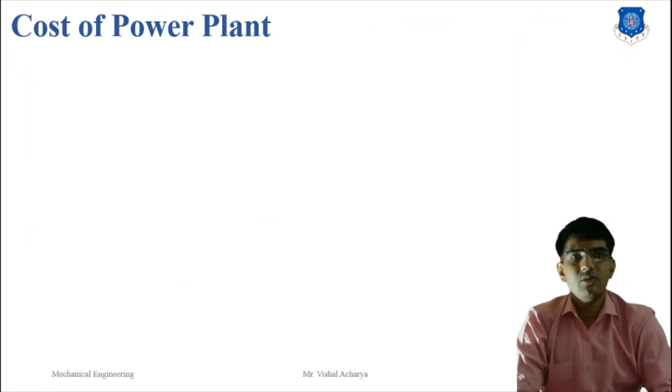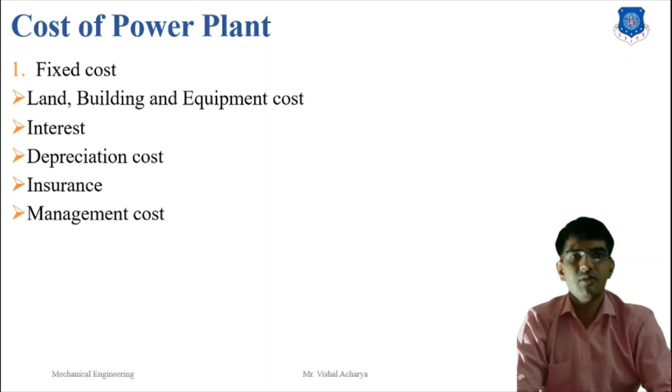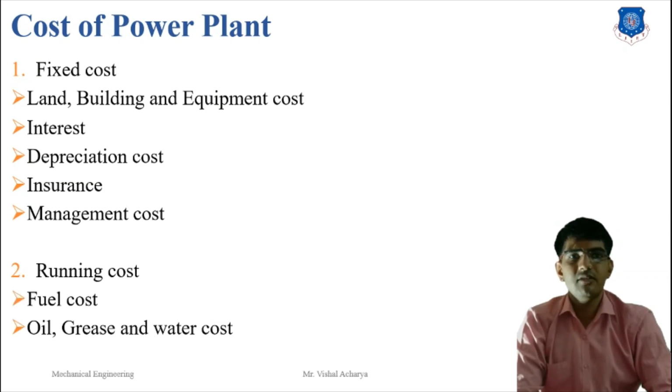The second topic is the cost of a power plant. The fixed costs of a power plant include land, building and equipment cost, second is the interest, third is the depreciation cost, and fourth is the insurance cost and management cost. The running costs include fuel cost, and oil, grease and water cost.